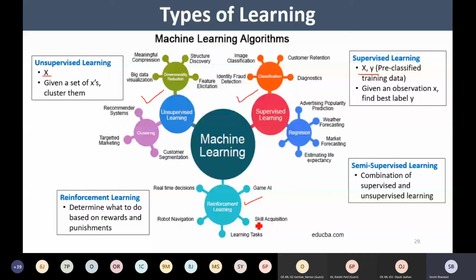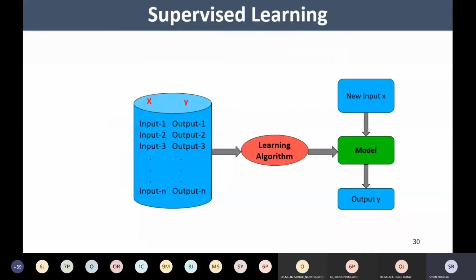I hope you have understood what we mean by supervised learning, unsupervised learning, reinforcement learning, and semi-supervised learning. We are going to focus on these categories in a bit more detail. Okay, so let's begin with supervised learning.